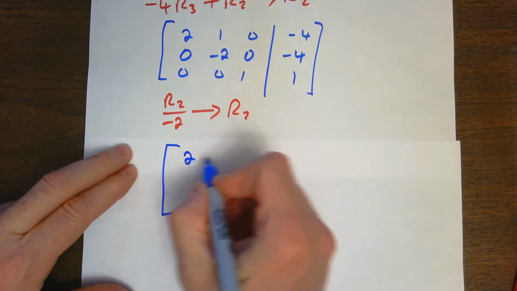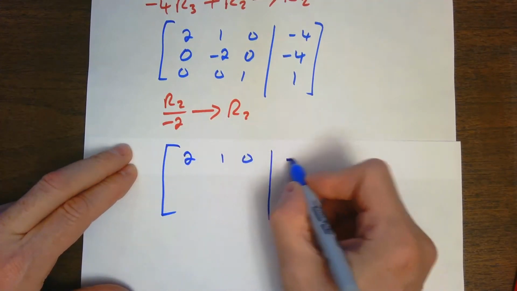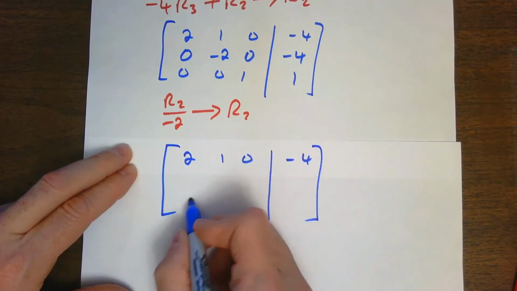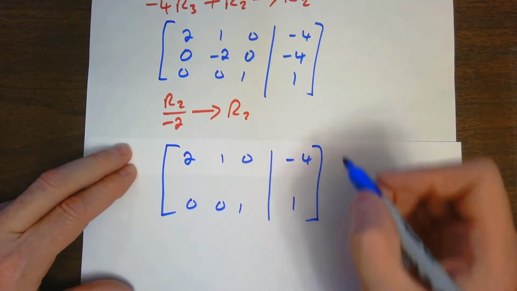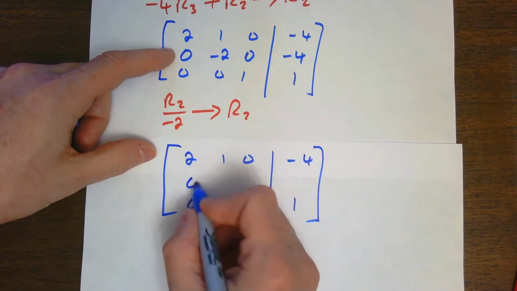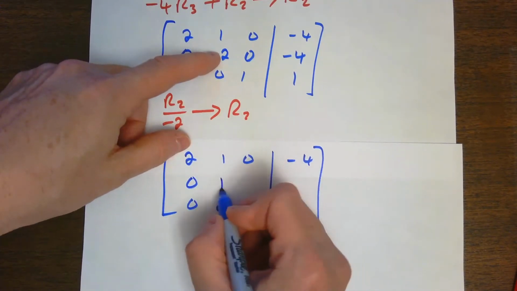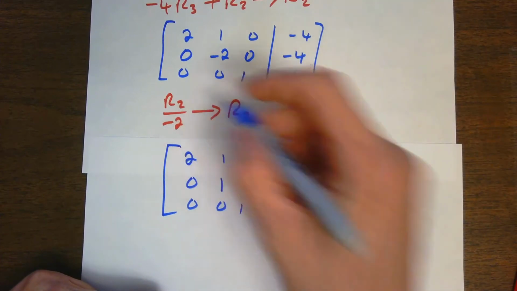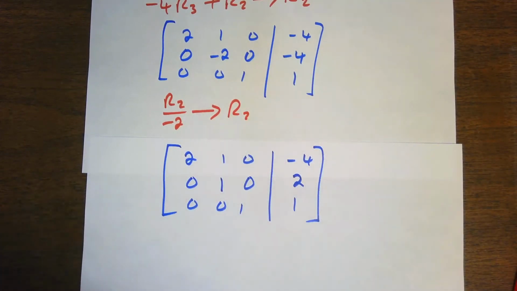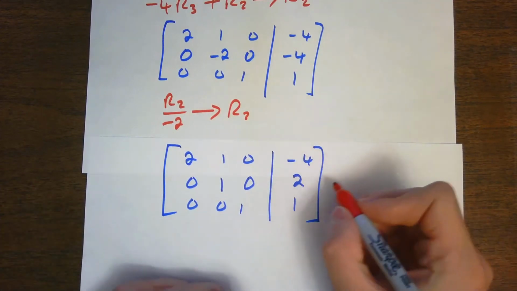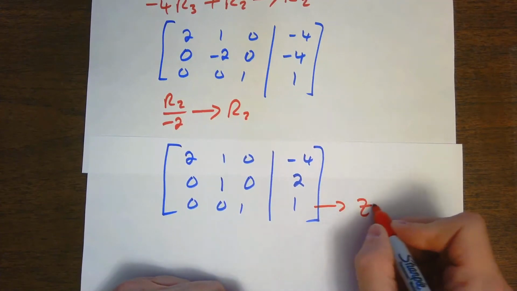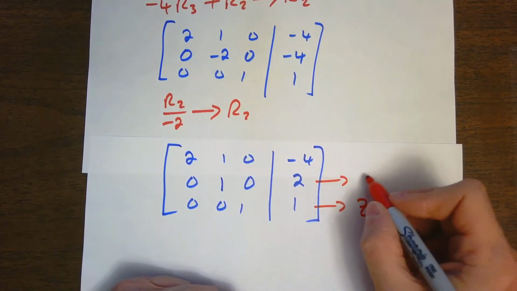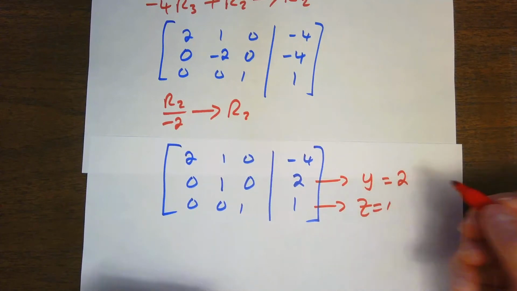So I'm not changing row 1, and I'm not going to change row 3. 0 divided by negative 2, 0. Negative 2 divided by negative 2, 1. 0 divided by negative 2, 0. Negative 4 divided by negative 2, positive 2. So now I know I've still got that whole z is equal to 1, but now I also know that y is equal to 2.